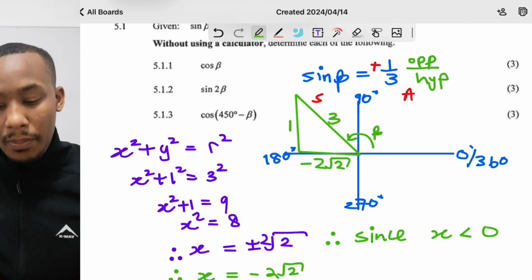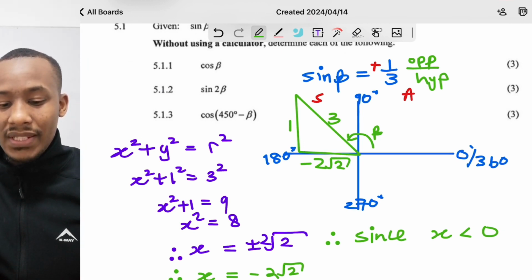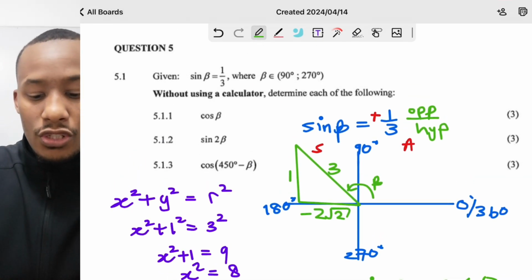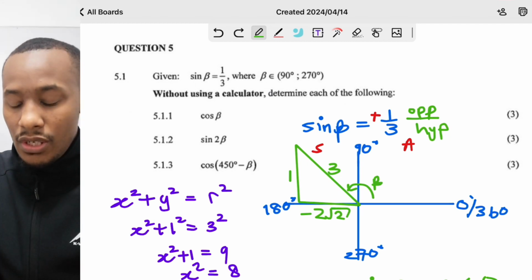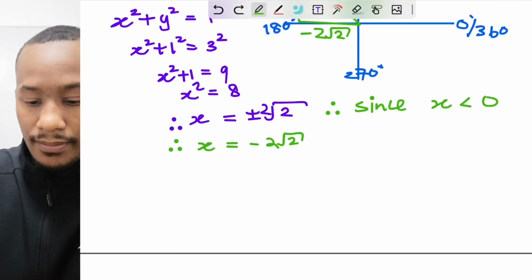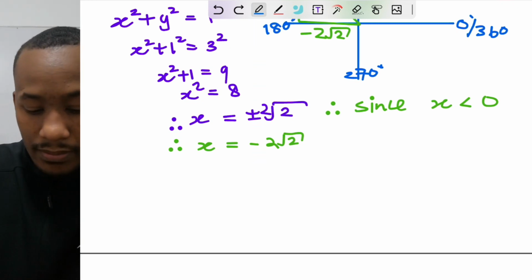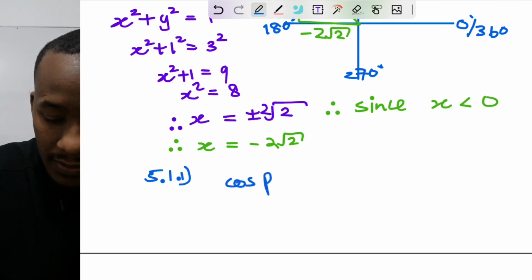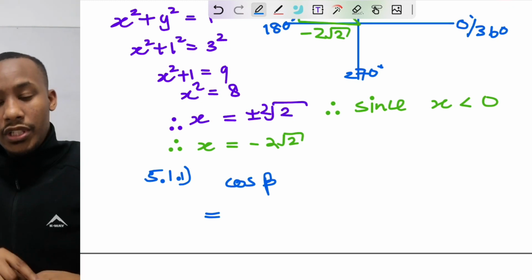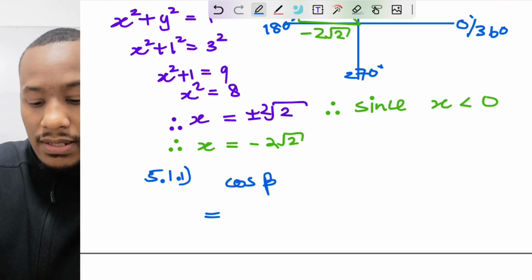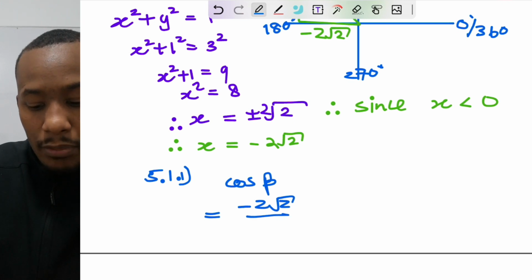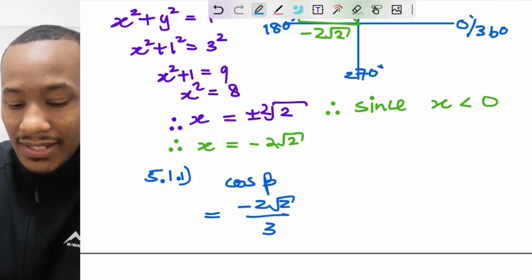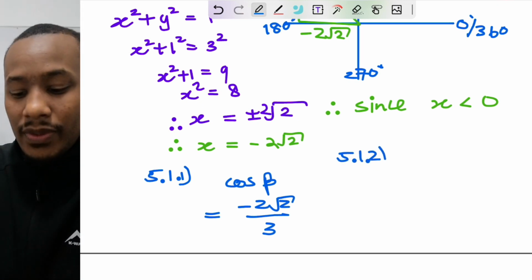Now we have our opposite, adjacent, and hypotenuse values, so we can go ahead and answer our first question. What is cos of beta? Question 5.1.1. Cos beta is adjacent over hypotenuse. So the adjacent value is negative 2√2 and the hypotenuse is 3. And that's it.